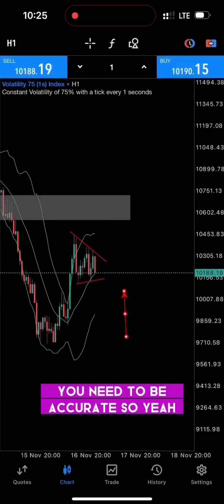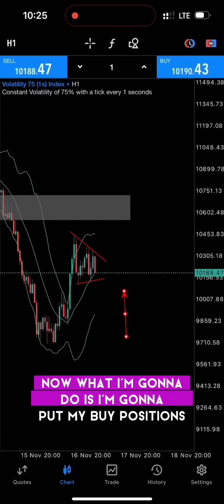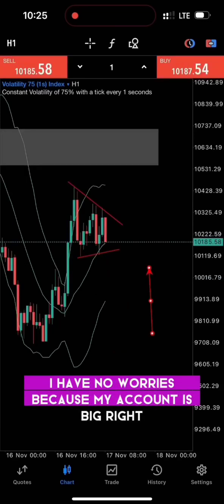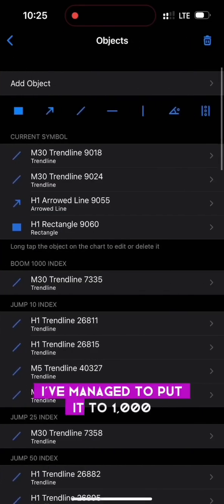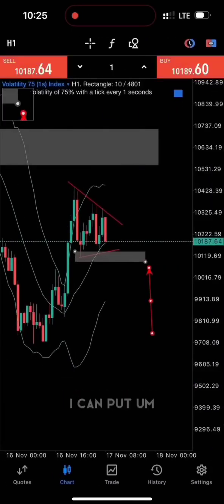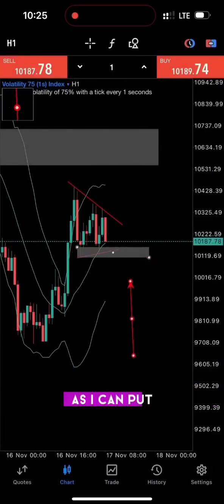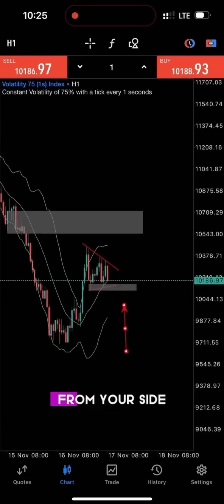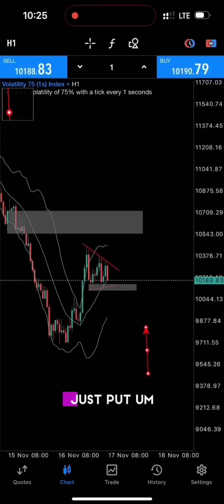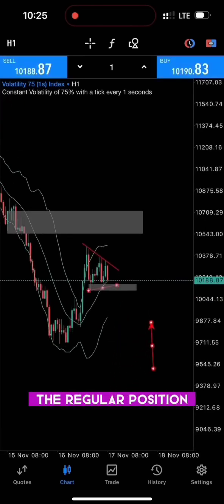So here now, what I'm gonna do is I'm gonna put my buy positions. I have no worries because my account is big, right? I've managed to put it to 1,000, so it's okay. I can put as many positions as I can. But as for you from your side, don't try to copy me here. Just put the regular position, the smallest one.